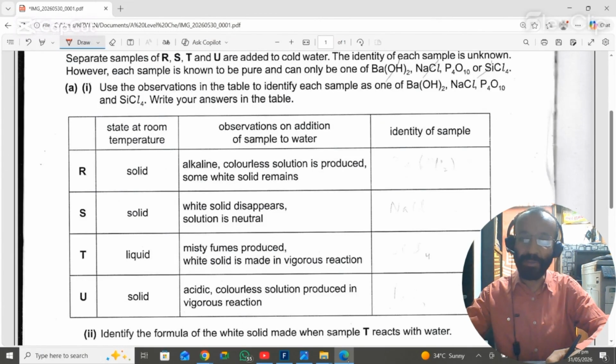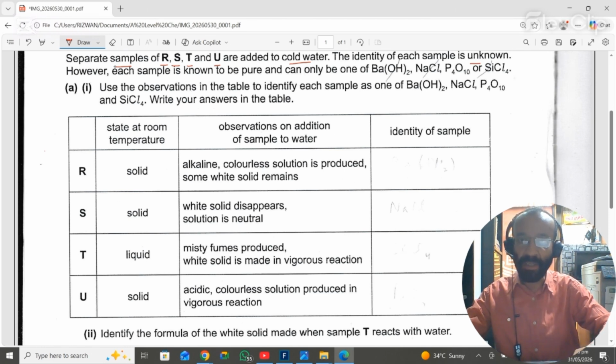Good morning, students. Today we are going to solve a question from the topic of atoms, molecules, and stoichiometry. In the subject of chemistry A levels, paper number 2, the statement of the question is: separate samples R, S, T, and U are added to the cold water. The identity of each sample is unknown.